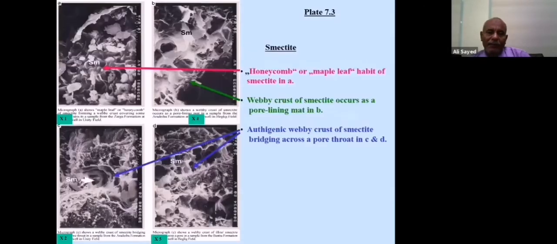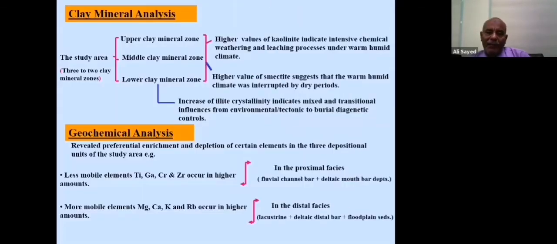Also we did clay mineralogy, as I said, and we found that we can subdivide the study strata, that is Bantu, Aradeba, and Zarqa, into 3 clay mineral zones. We have the lower clay mineral zone characterized by high kaolinite and high illite. The middle clay mineral zone is characterized by high amount of smectite. The upper is characterized by high value of kaolinite.